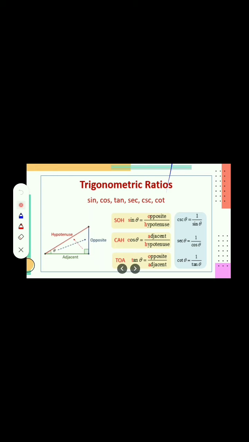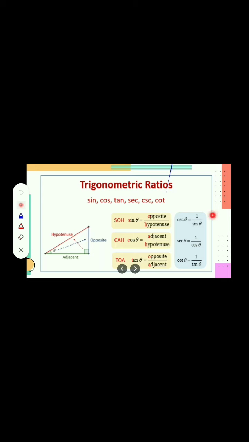Bakit natin kailangan malaman ang ratio na to? Kasi, dapat alam natin na SOH means sine, opposite, hypotenuse, and CAH is cosine, adjacent, hypotenuse. TOA means tangent, opposite, and adjacent, yung pagkakasunod. So, need natin matandaan kapag pinaka-need natin talaga na matandaan ng pagsusolve ng trig problem involving right triangle.